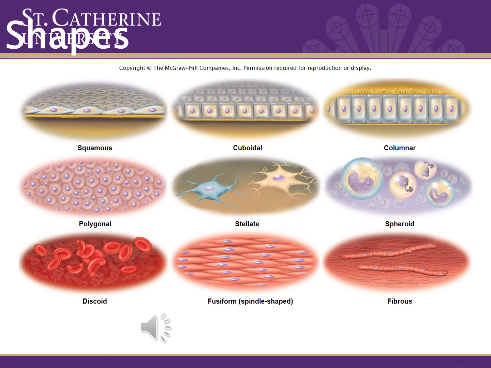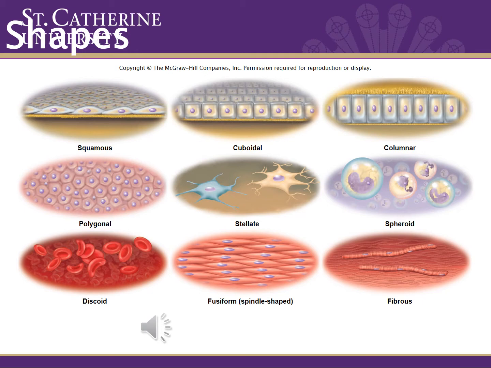Cells come in a variety of shapes. Squamous cells are flat and thin. Polygonal cells are irregularly shaped, and they're not quite round, but are often square and a little bit asymmetrical. Stellate cells are star-shaped. Cuboidal cells are shaped like a cube.